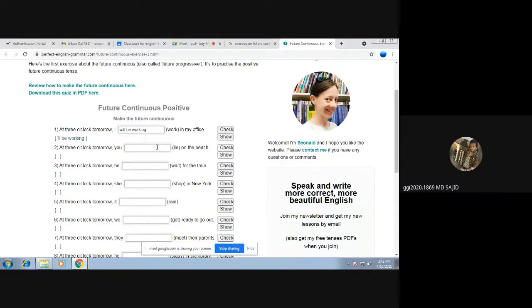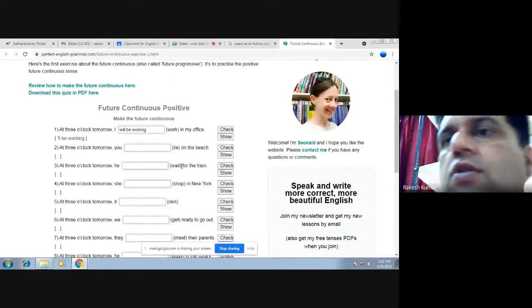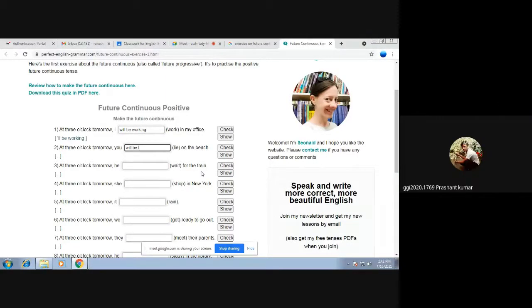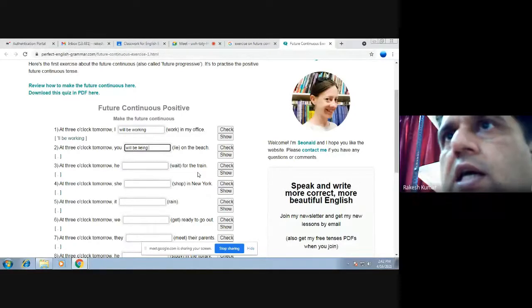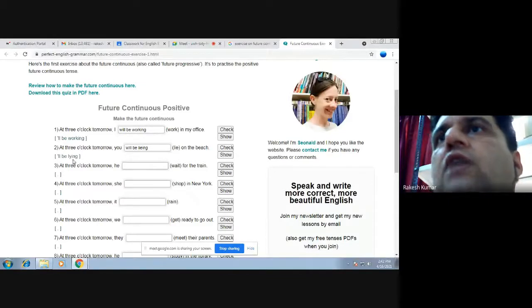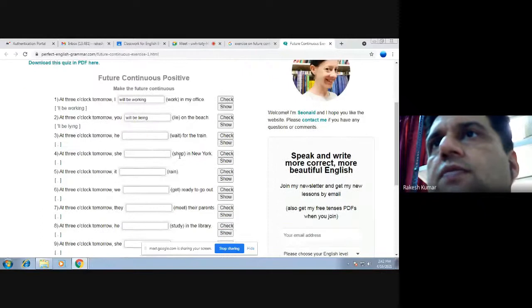What would be the blank? Will be on the beach. There is a word called lie. You will be lying on the beach. Lying. Of course, the spellings are different. So you'll be lying. Yes, you'll be lying on the beach. It's not like you will be beaching or something like that.